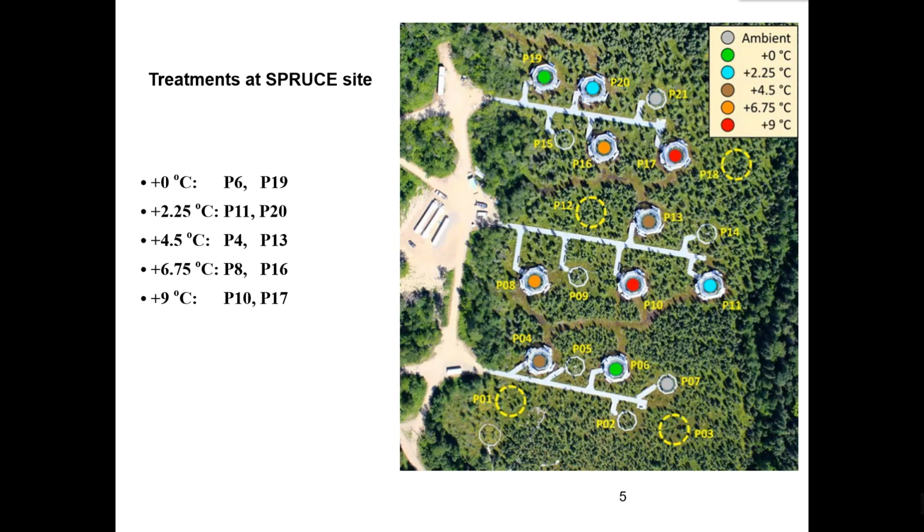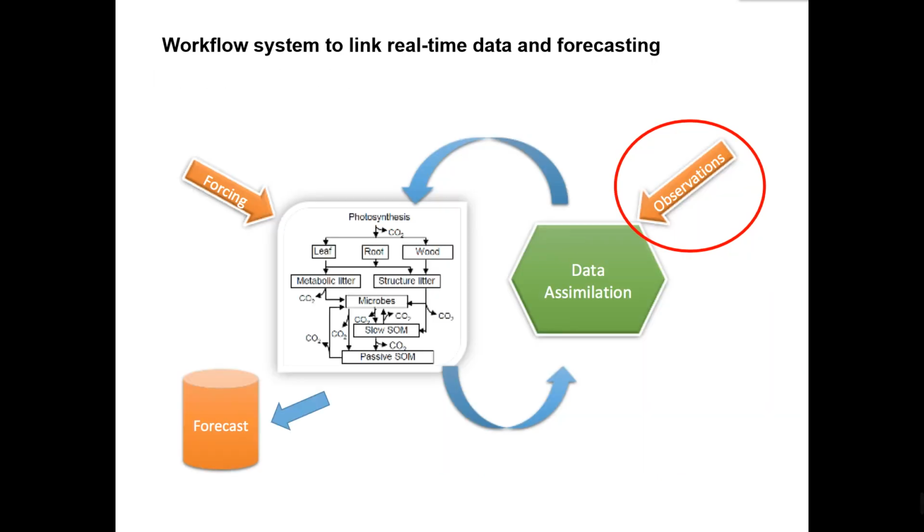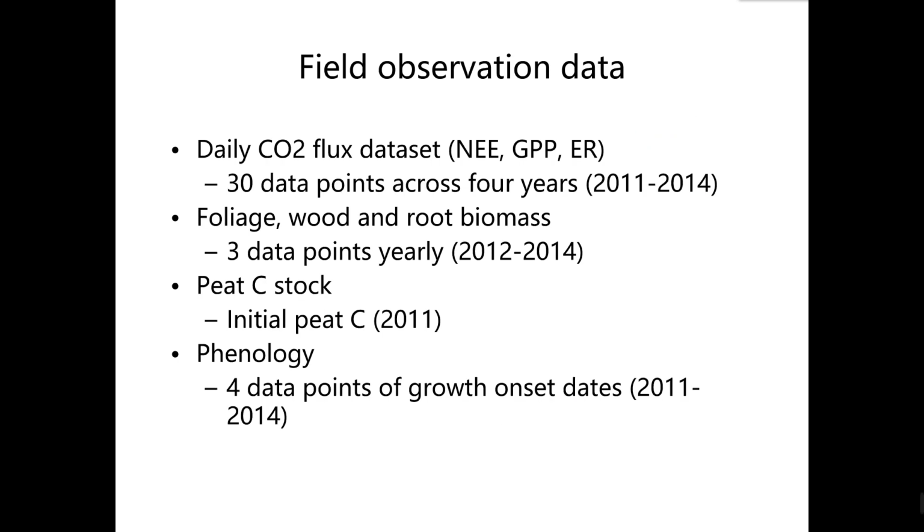Remember that the spruce experiment has two treatments. One is warming with different levels of both above ground and below ground temperature increment. The other is elevated CO2. First, let's look at the observation data at the spruce site. Before the treatments were initiated, the spruce site had measurements of basic carbon cycle from the ambient plot, including CO2 flux, foliage biomass, wood biomass, root biomass. They also collected the initial peat carbon and the phenology data.